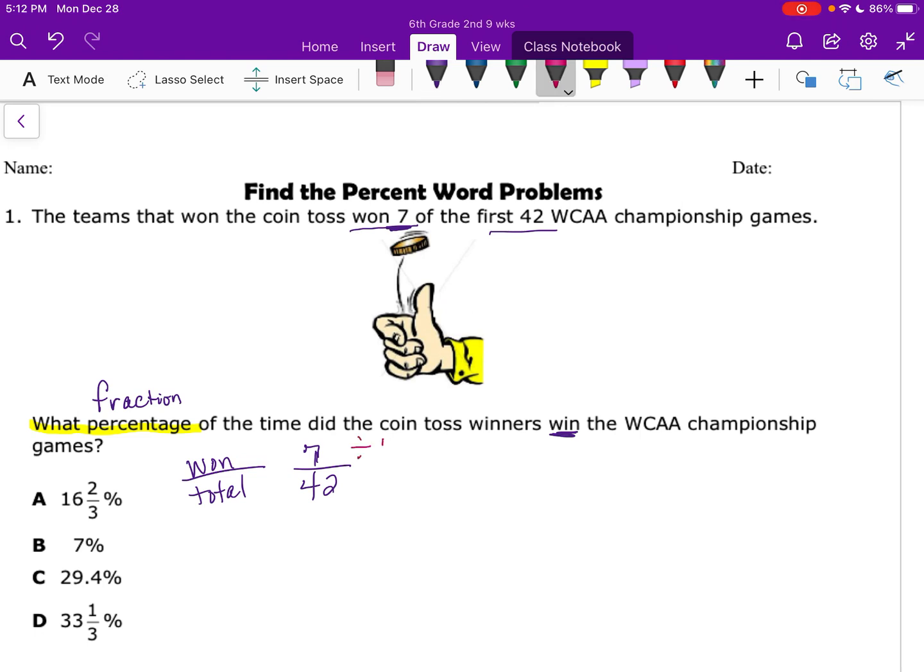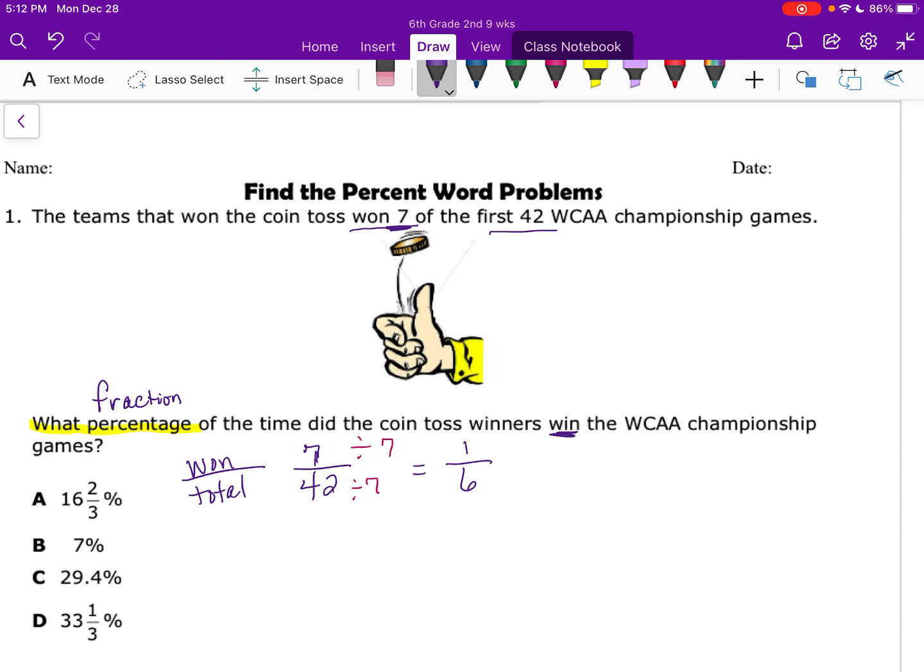Okay, so you should always simplify. Always. Even though these numbers probably aren't real hard, you still want to simplify. So we say 7 divided by 7 is 1, and 42 divided by 7 is 6. So 7 over 42 is equivalent to 1/6. So if I take that fraction and change it to a decimal and then change it to a percent, it's going to be equivalent to 7 over 42.